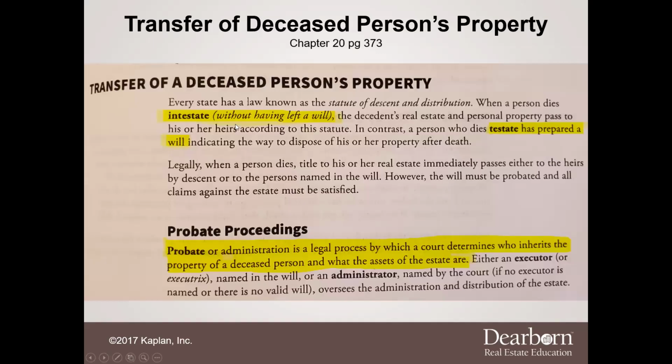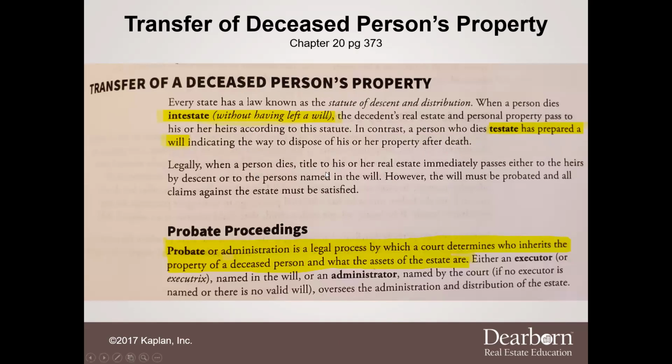Okay, so intestate means without having left a will. Testate means you did prepare a will. That's on page 373, towards the bottom of the page under transfer of the deceased person's property. Intestate, you didn't have a will, you died without a will. Testate, you prepared a will.